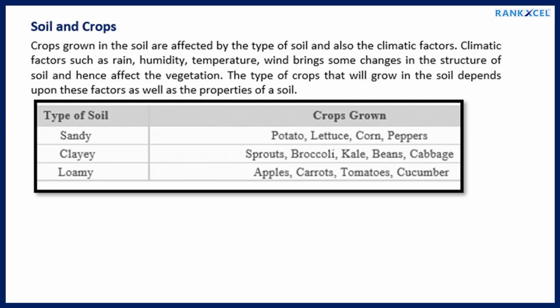Soil and crops. Crops grown in the soil are affected by the type of soil and also the climatic factors. Climatic factors such as rain, humidity, temperature and wind bring some changes in the structure of soil and hence affect the vegetation. The type of crops that will grow in the soil depends upon these factors as well as the properties of a soil.